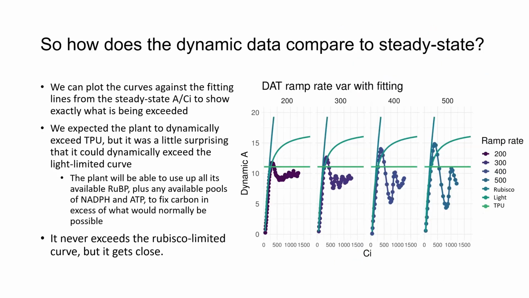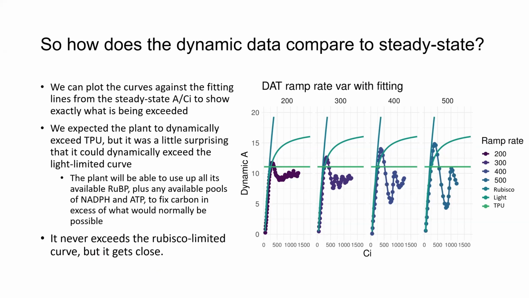So how does the dynamic data compare to steady state? Well, we plot the fit curves from the steady state equation, from the steady state ACI, to show exactly what's being exceeded. We expected the plants to dynamically exceed TPU, but it was definitely a little bit surprising that we could dynamically exceed the light limited curve. And we think that it's just any available extra pool of RuBP plus any available pools of NADPH and ATP can be used to fix carbon in excess of what would normally be possible. It never gets past the rubisco limited portion of the curve, but it gets close.